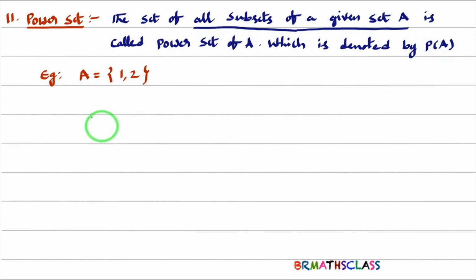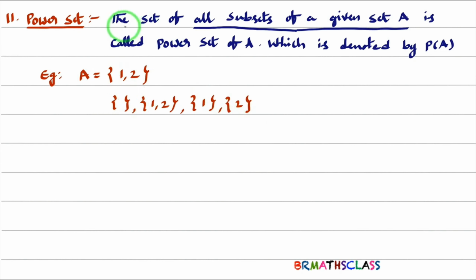We will try to understand this with an example. You observe here, I considered a set which consists of 2 elements, 1, 2. First, I'll write all the subsets of A. What are all the subsets of A? We know that the empty set is a subset of every set and every set is a subset of itself. These two are subsets of A. And you can observe that this set is a subset of A and this is a subset of A. I have written all the subsets of A.